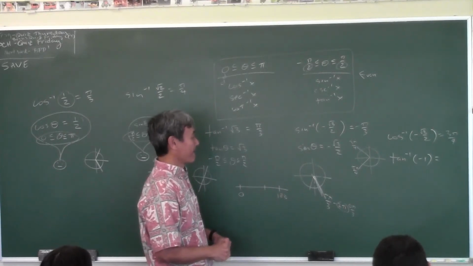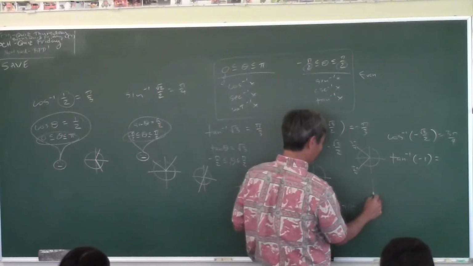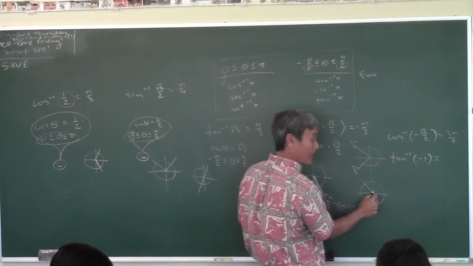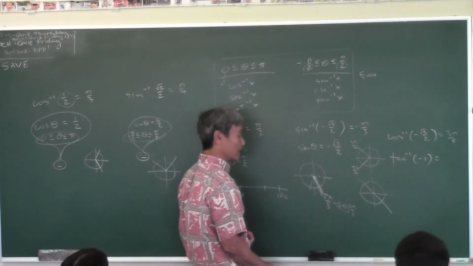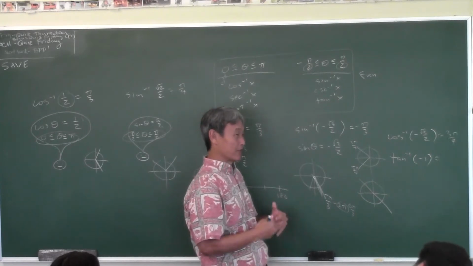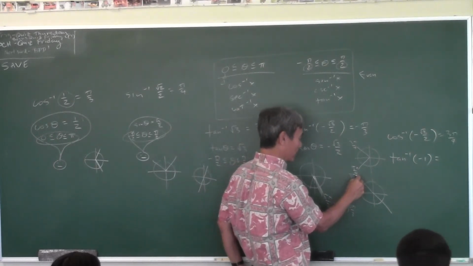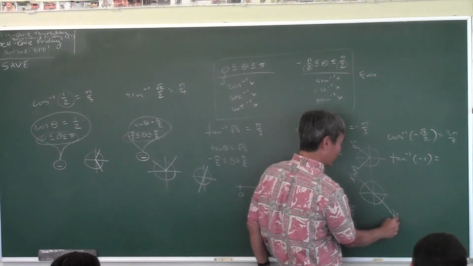It's negative in the second and third quadrant. No. Tangent is negative in the second and fourth quadrant. That's the second and third. Okay, so tangent of what angle is negative 1? Either 3 pi over 4 or 7 pi over 4.